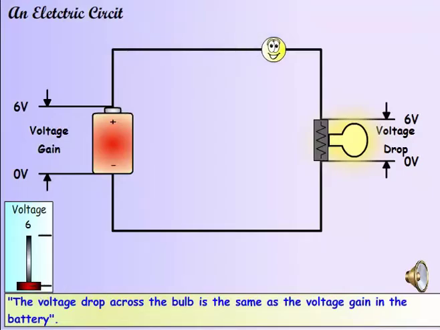In an electric circuit, voltage is gained as the electron travels through the battery and drops as it lights up the bulb. You will notice that by increasing the voltage drop, the current increases and therefore the bulb turns brighter.